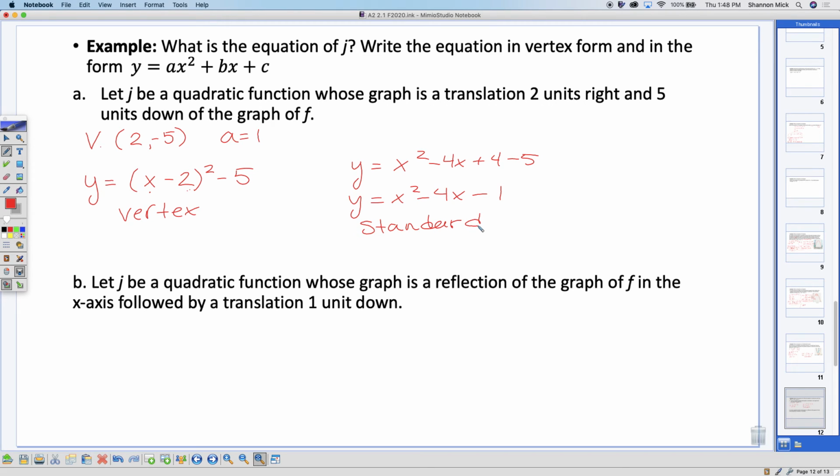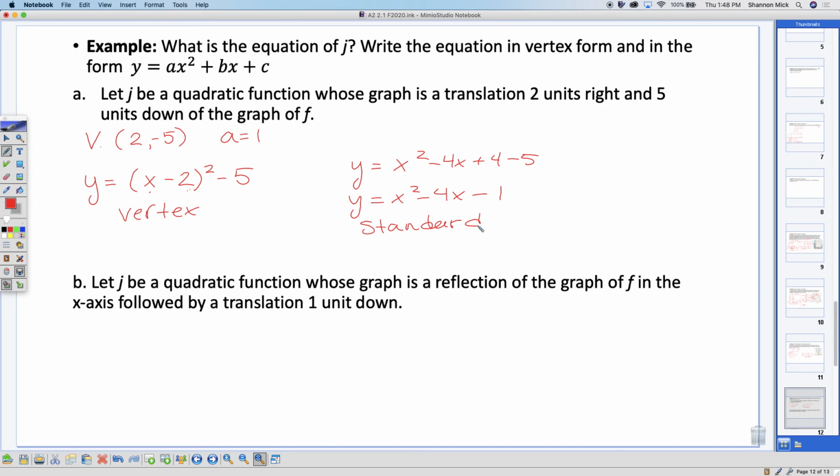Okay, pretty sure we all got that. Now the next one. Let J be a quadratic function whose graph is a reflection of graph F over the x-axis. So what does that do to my A? It makes it negative.